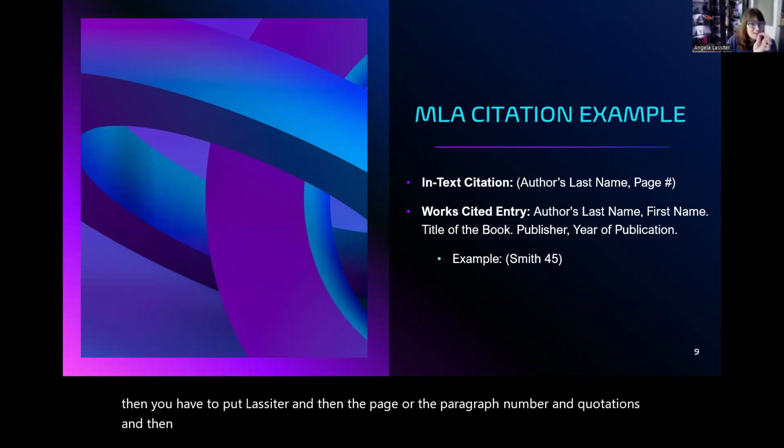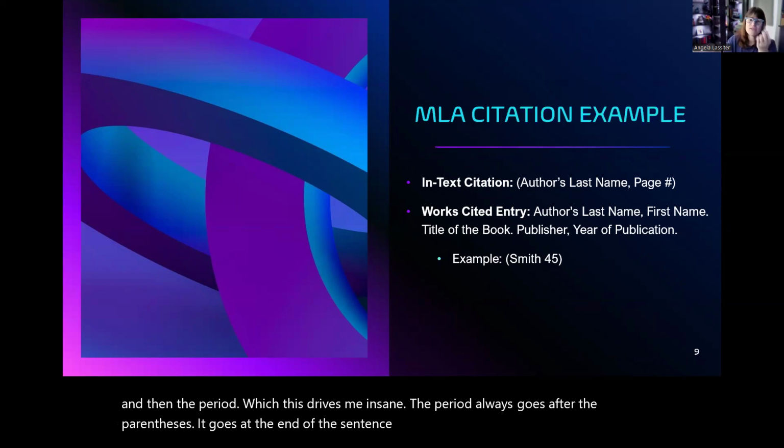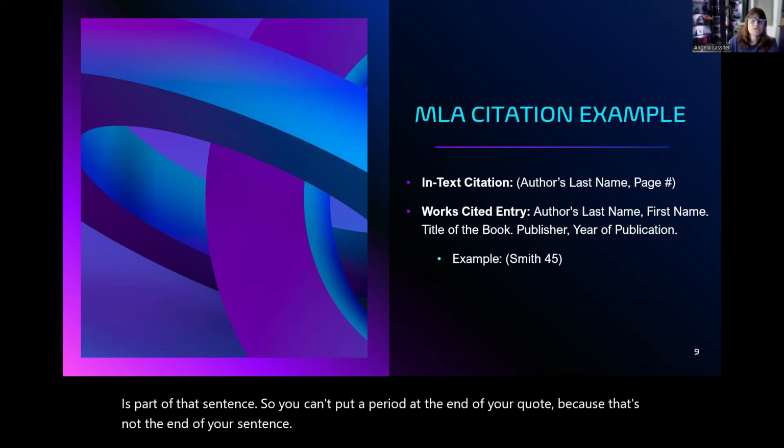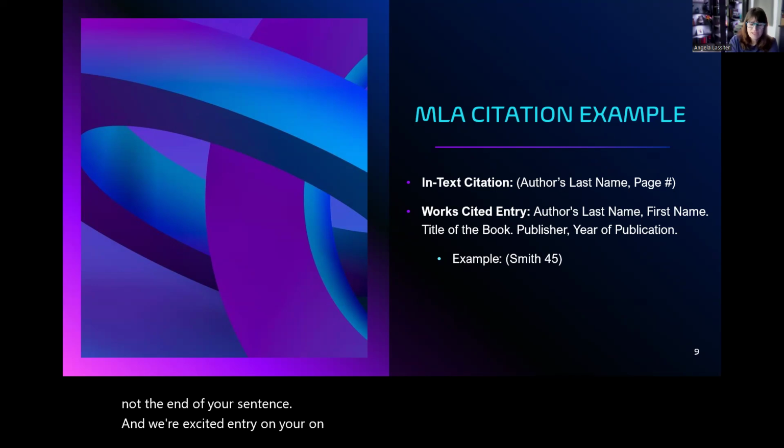And then the period, which drives me insane, the period always goes after the parentheses. It goes at the end of the sentence. And your in-text citation is part of that sentence. So you can't put a period at the end of your quote because that's not the end of your sentence. A works cited entry goes on your last page. Your works cited entry goes on its own page. It starts at the top.